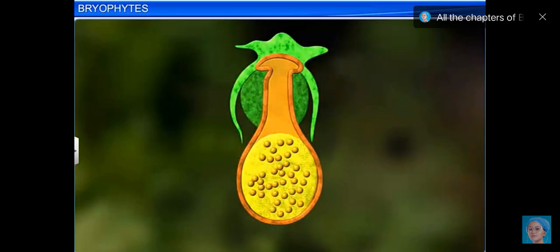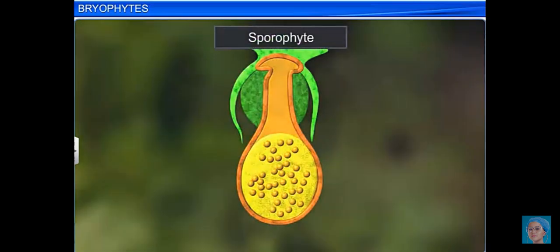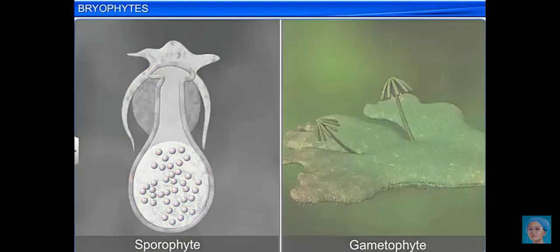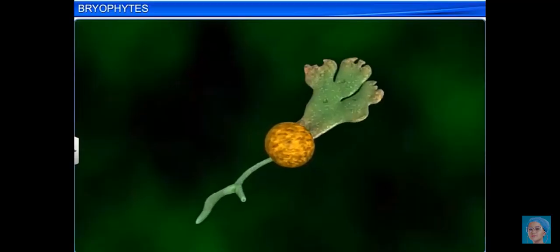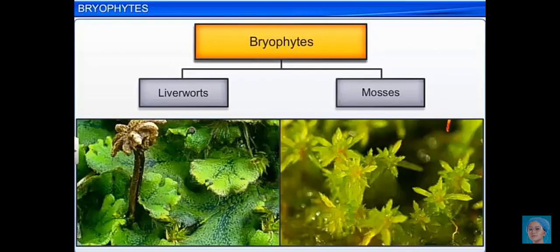The zygote in turn produces a multicellular body called the sporophyte. The sporophyte gets its nutrition from the gametophyte. Some cells of the sporophyte undergo meiosis to produce haploid spores. These spores germinate to produce a gametophyte. Bryophytes are of two types: liverworts and mosses.